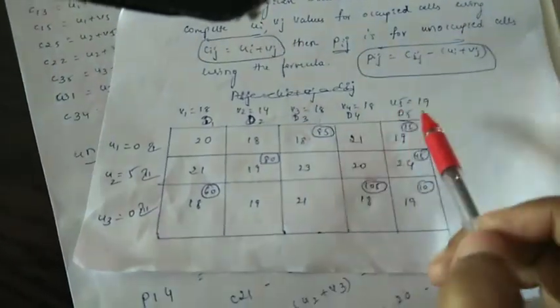So putting all the values: u1 is equal to 0, u2 is equal to 5, u3 is equal to 0, v1 is equal to 18, v2 is equal to 14, v3 is equal to 18, v4 is equal to 18, v5 is equal to 19. So we find all the values here.